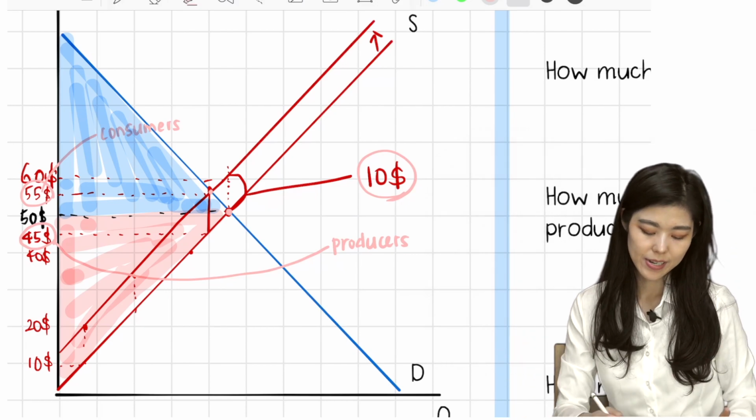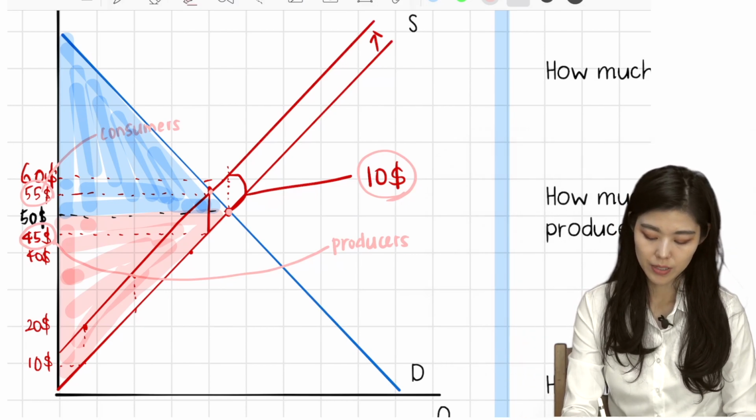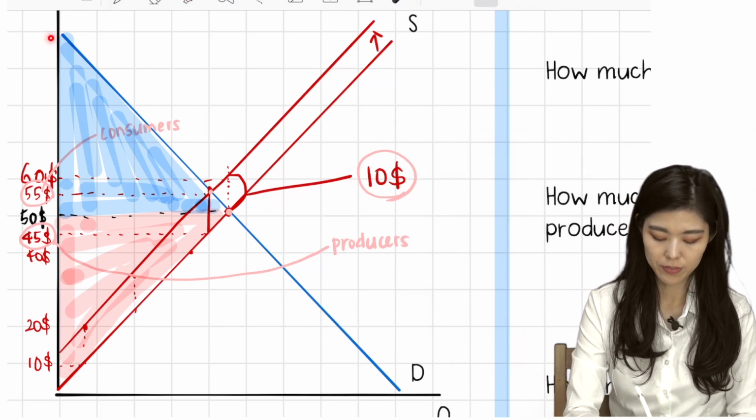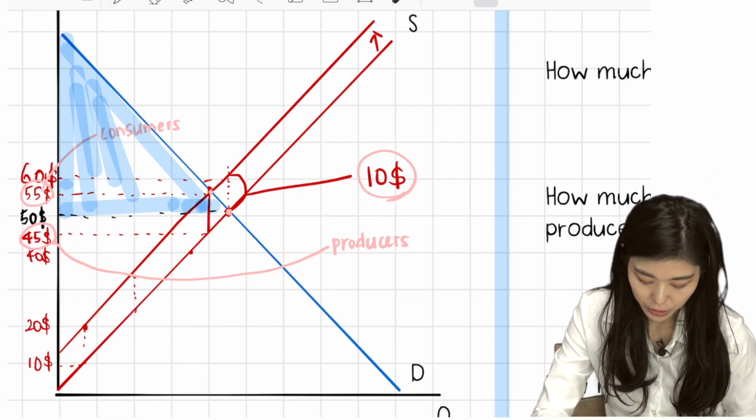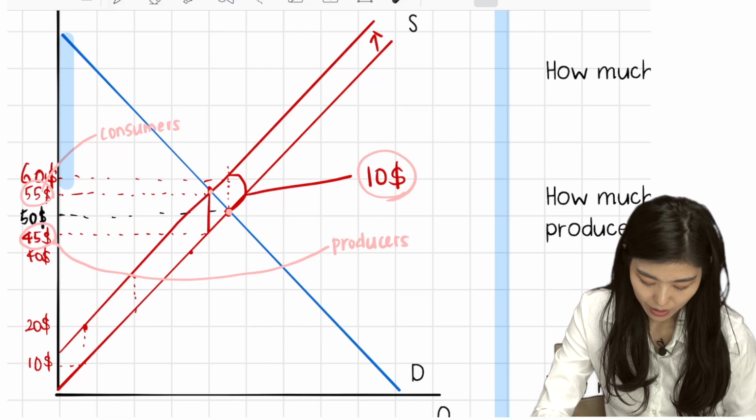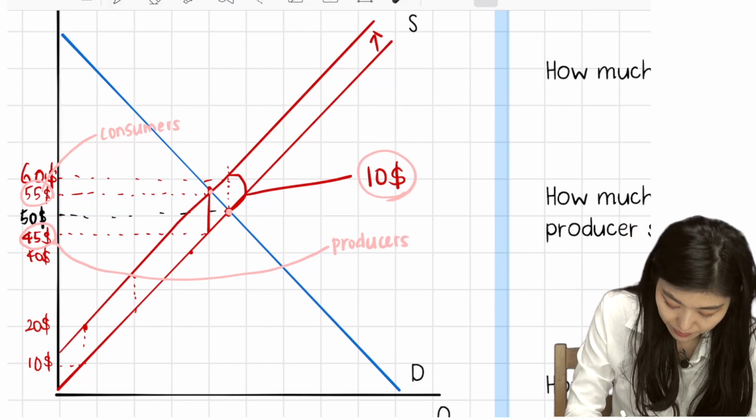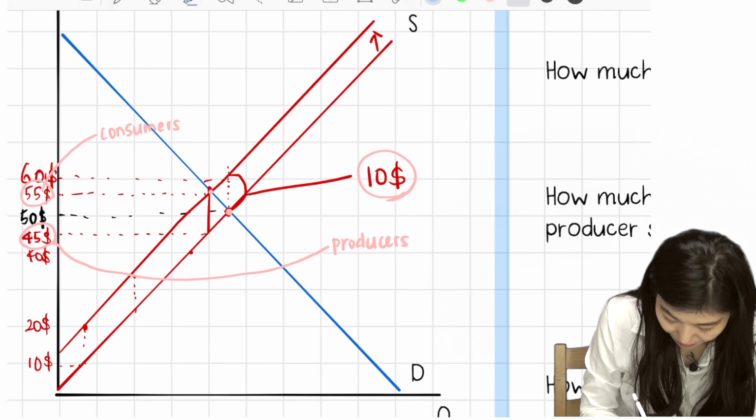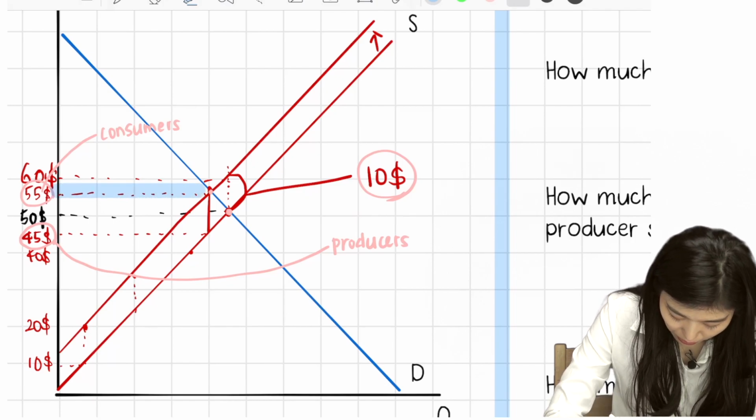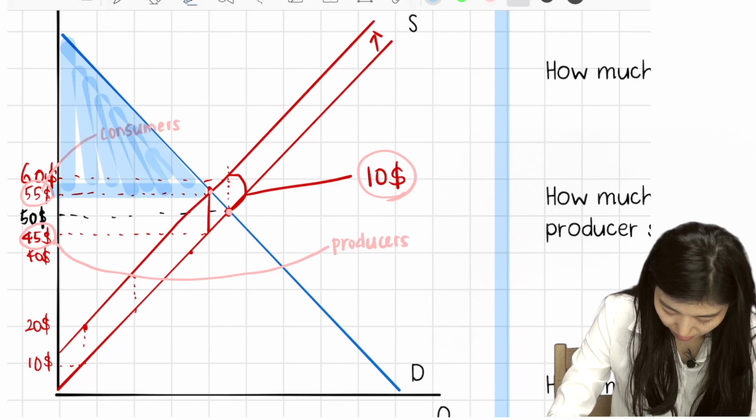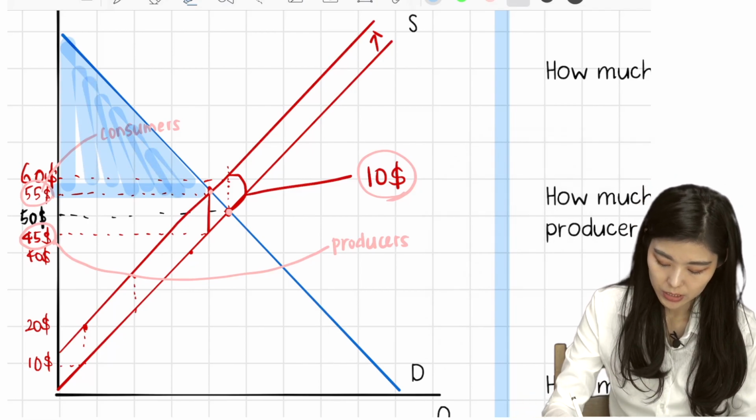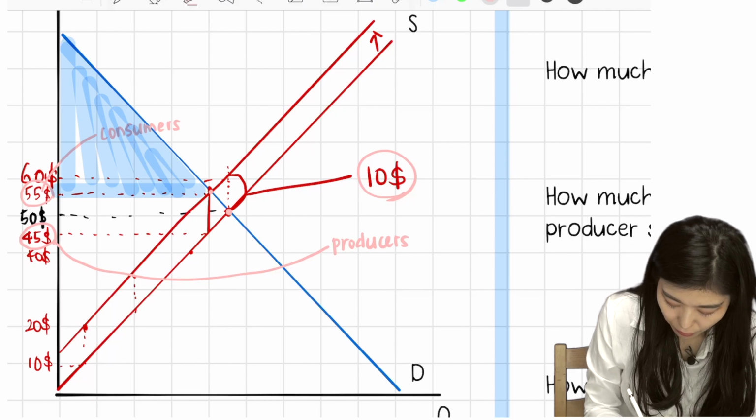Okay, so you get it? Social surplus was the entire area of this triangle. After the tax, however, the consumer surplus would only last until where? They were paying $55. So the consumer surplus would be until here, right? And the producers will be only receiving $45.